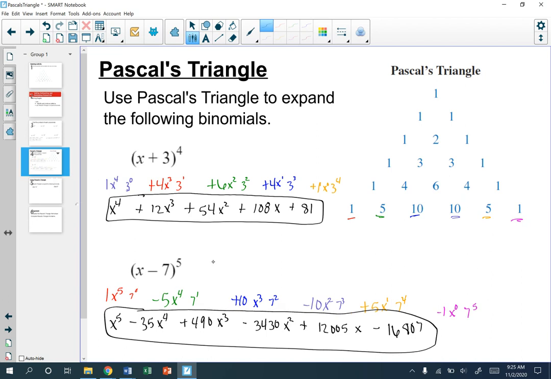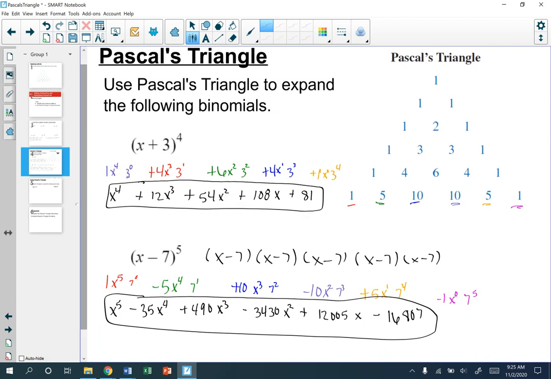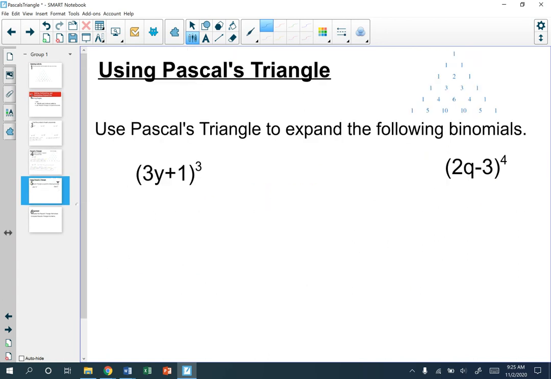Now, could you imagine doing x minus 7, x minus 7, x minus 7, x minus 7, x minus 7? It would take forever. So we can definitely see the advantages of using Pascal's triangle here. Now again, we have a coefficient on that variable there, so I want you to again pause the video, use Pascal's triangle to try and expand these binomials.